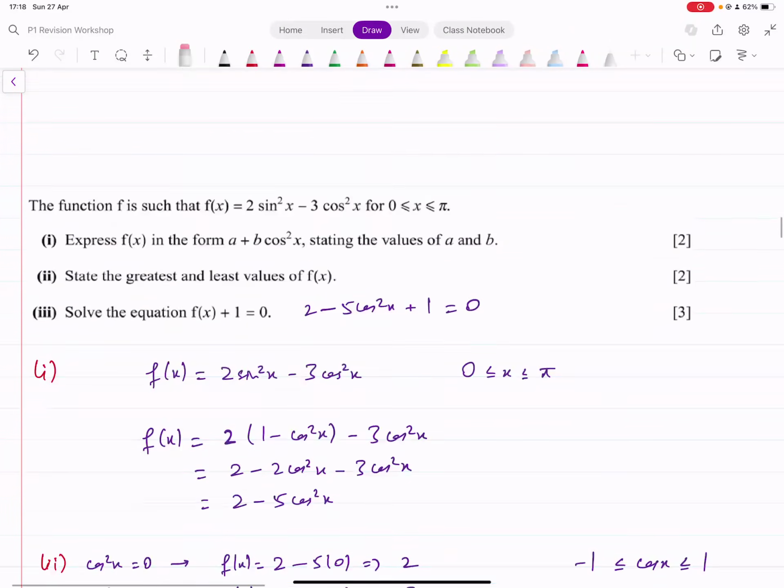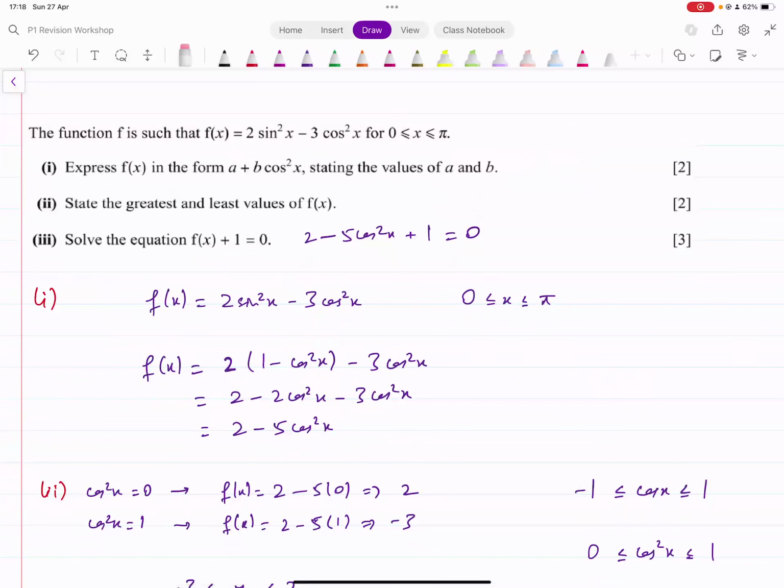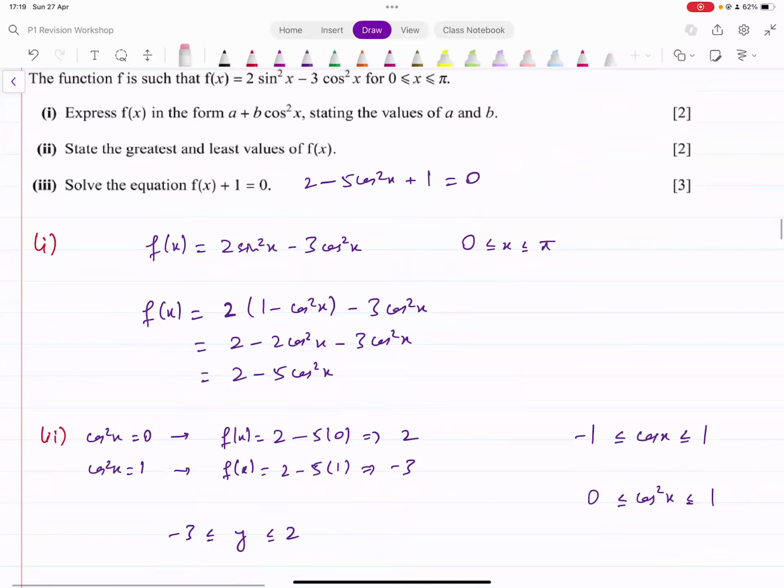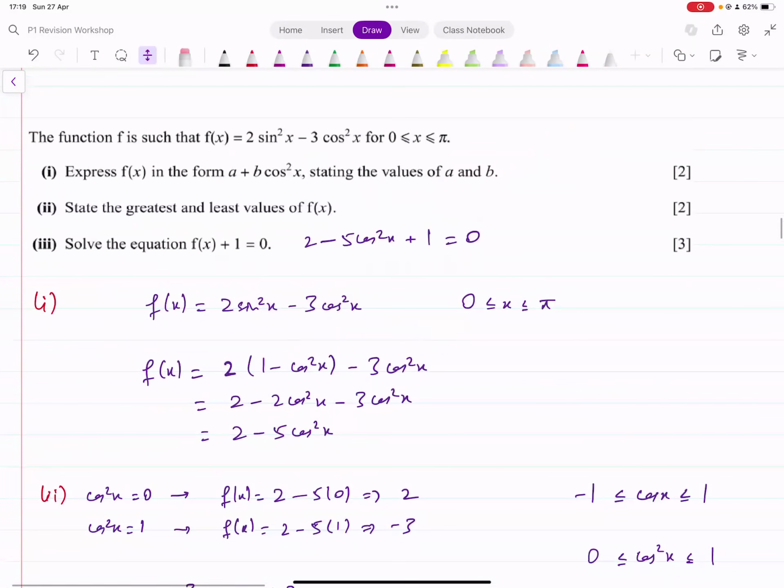But if you have sine square or cos square, what about that? Look at this example. So let's say we have a function that looks like this. y equals 2 sine square x minus 3 cos square x, and the domain is from 0 to pi. Okay, now what about this?